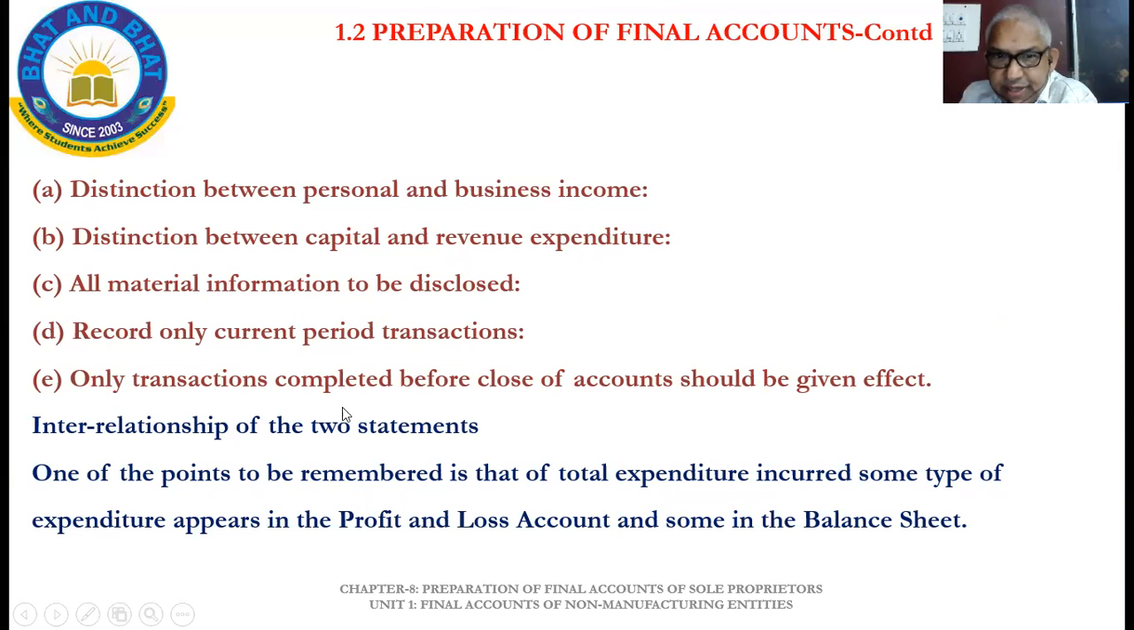Okay, then only transactions completed before close of account should be given effect. Again, here the meaning is like that only. If some expenditure is done which will result in benefits during next years also, then only to that extent, proportionately, that will be shown as expenditure of the present year. That is, only transactions completed before close of the account should be given effect. That is the meaning of that.